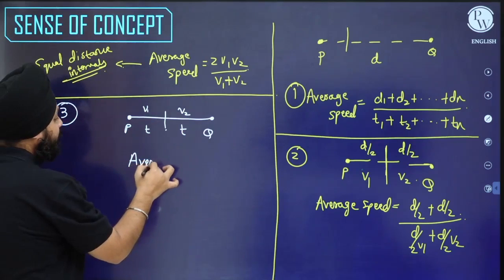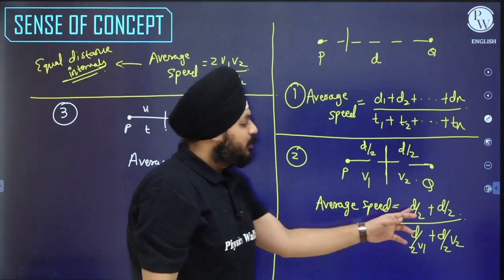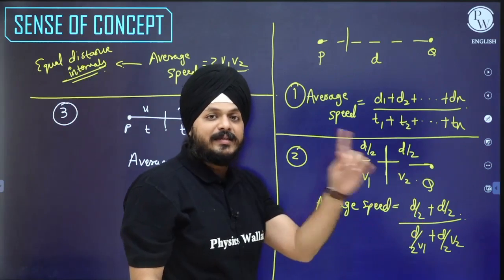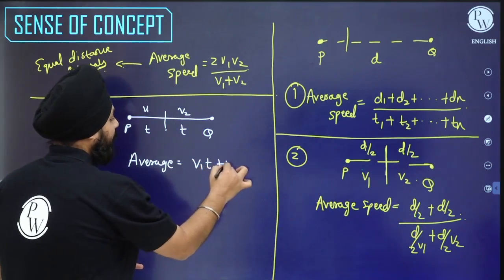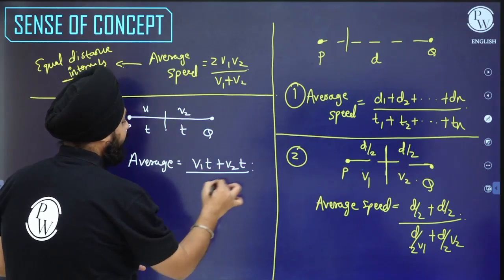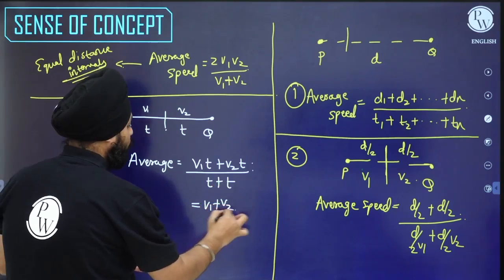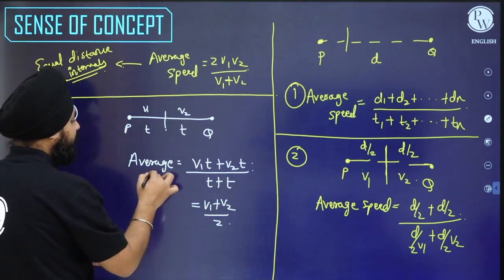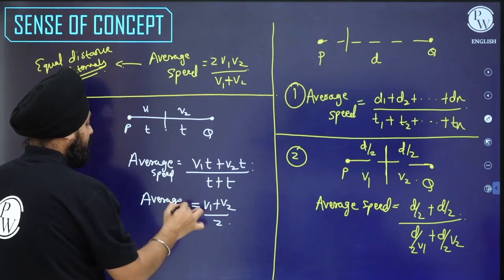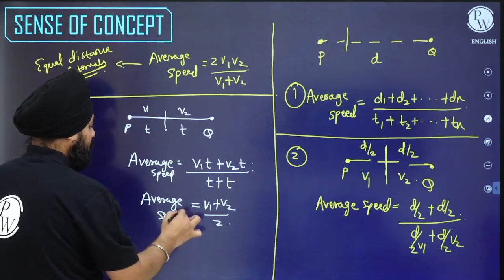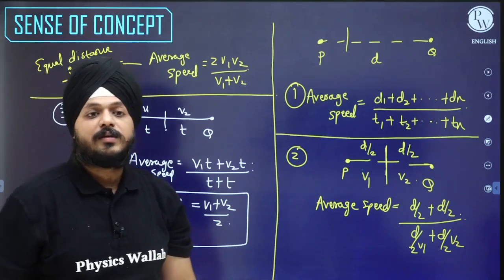Simple. The average speed is total distance by total time. So here we replace D with the product of V and T. It will be V1 of T plus V2 of T, whole divided by the time T plus T. So it will be V1 plus V2 whole divided by 2. This will be the average speed.